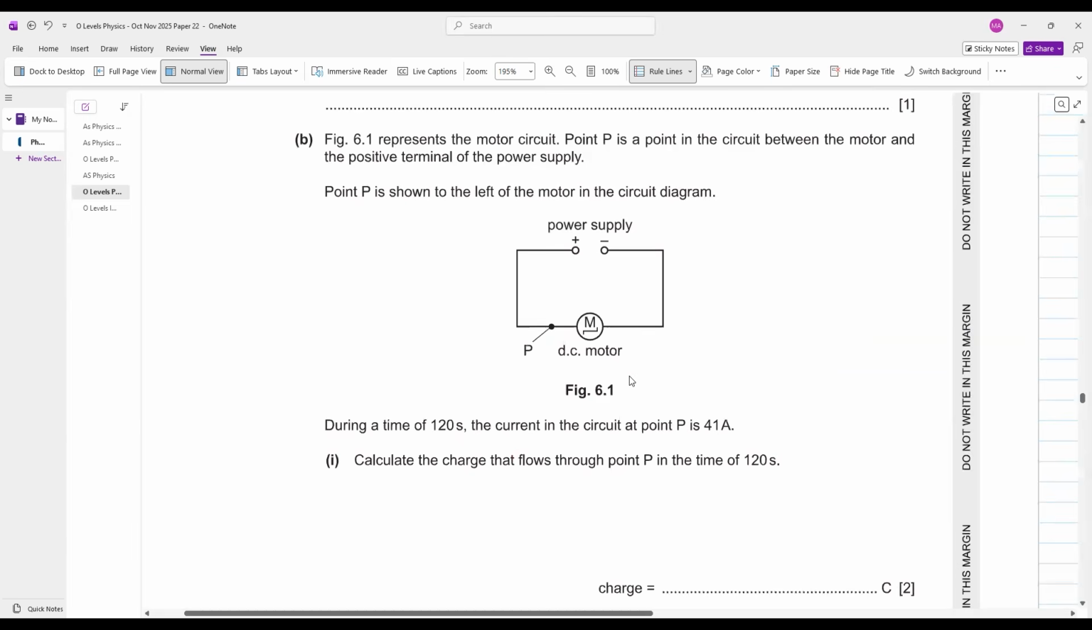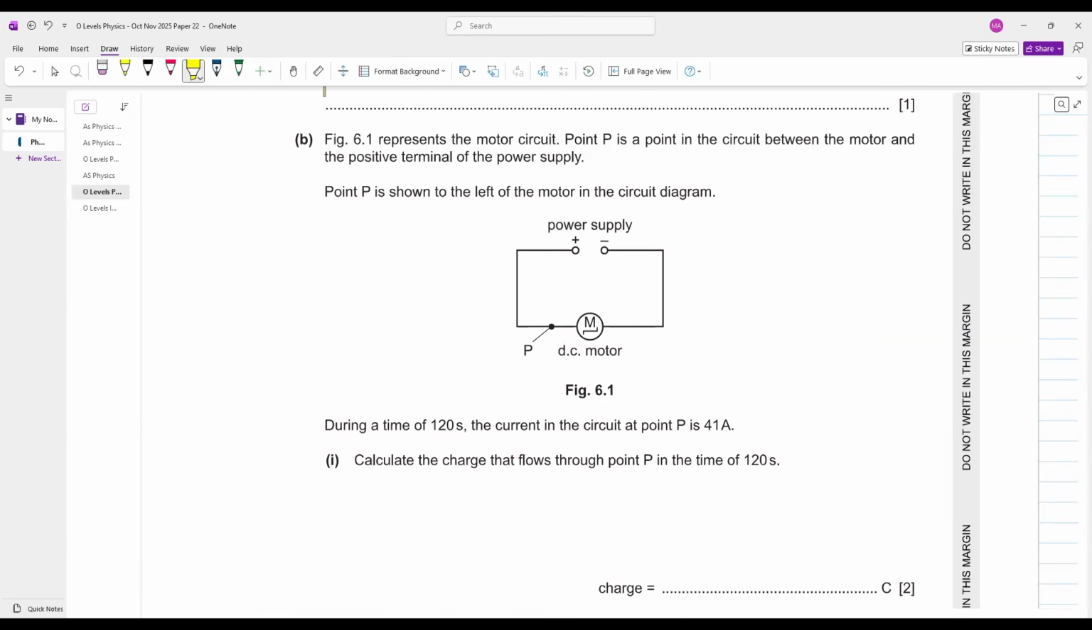आगे बढ़ते हैं. Figure 6.1 represents the motor circuit. Point P is a point in the circuit between the motor and the positive terminal of the power supply. Point P is shown to the left of the motor in the circuit diagram. During a time of 120 seconds, the current in the circuit at point P is 41 ampere. भाई यहाँ पे आपका करंट क्या है? 41 एम्पियर. टाइम कितना है? 120 सेकेंड्स. You have to calculate the charge.